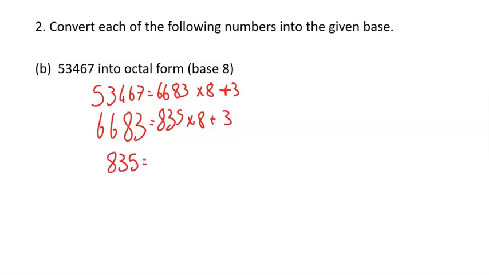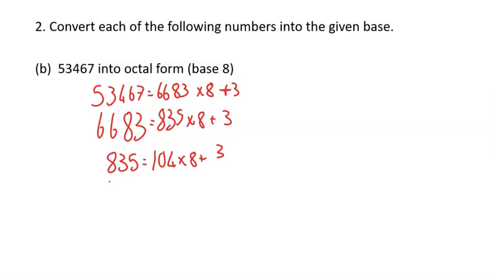So we still have to keep going. So 835, something times 8, well, that's 104. So it's going to be 104 times 8 plus a remainder. Now again, in this case, the remainder happens to be 3. It's purely coincidental that all the remainders are 3 in this case. There's no given rule that they will all be the same. It just happens to be.